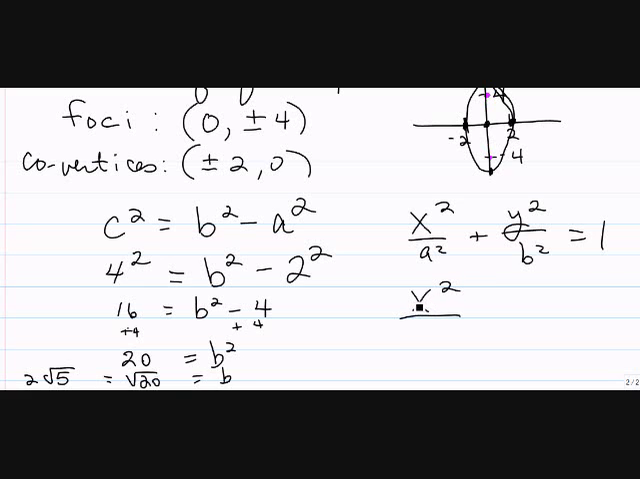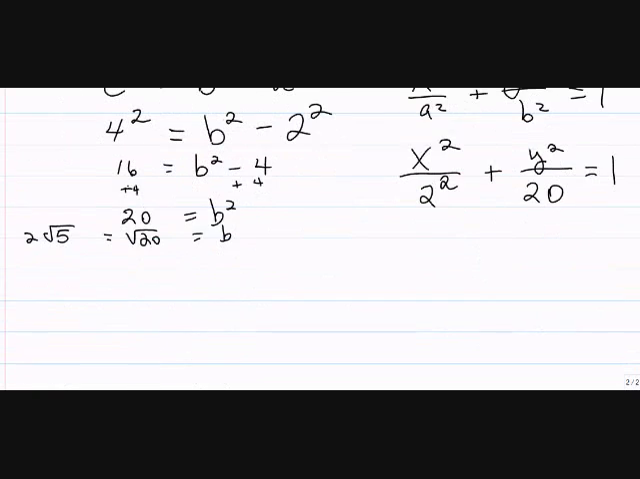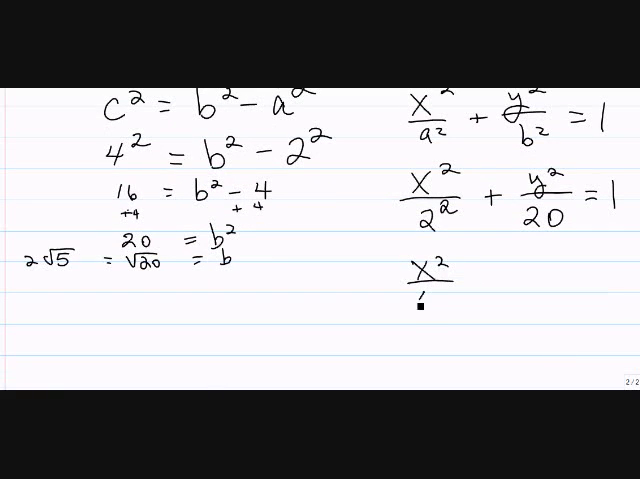All right, so my equation is x squared over a squared, where a is the distance from the center to this co-vertex, that's 2. So 2 squared, plus y squared over b squared. Oh, b squared is 20. Equals 1, and I should write that as x squared over 4 plus y squared over 20 equals 1. And there's why I didn't even need to finish off square rooting the b, because really all I needed was the b squared.